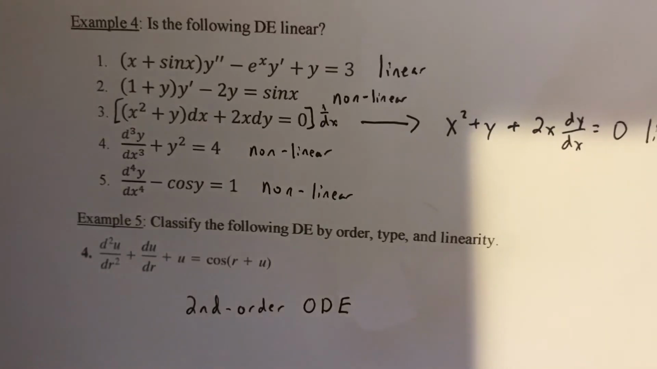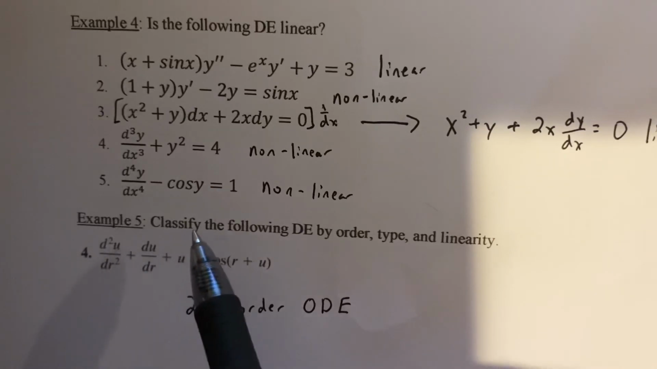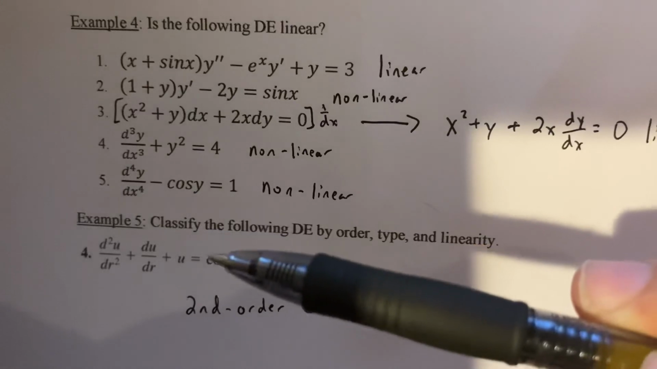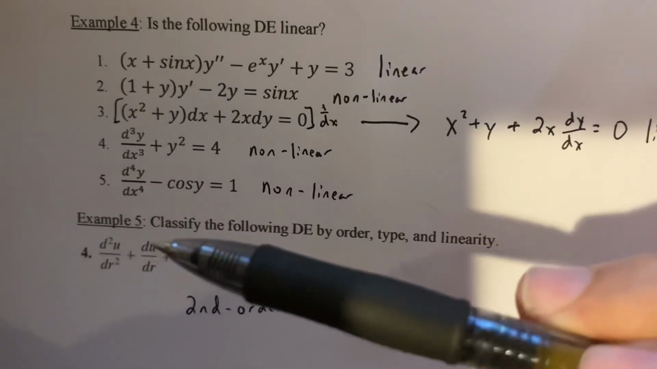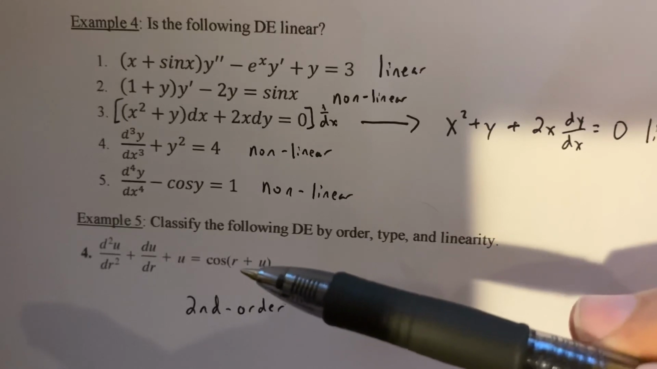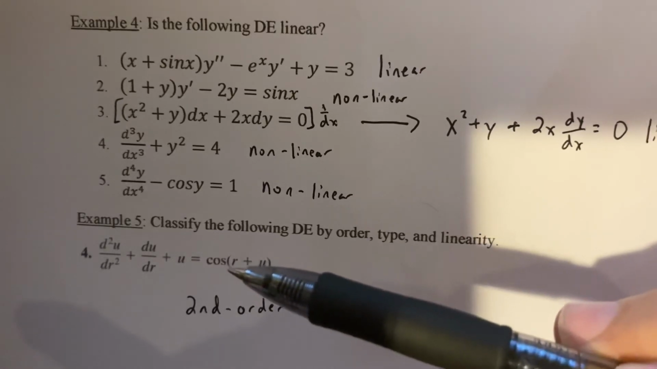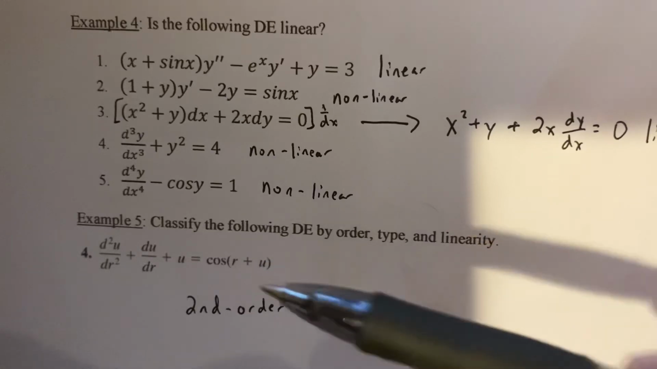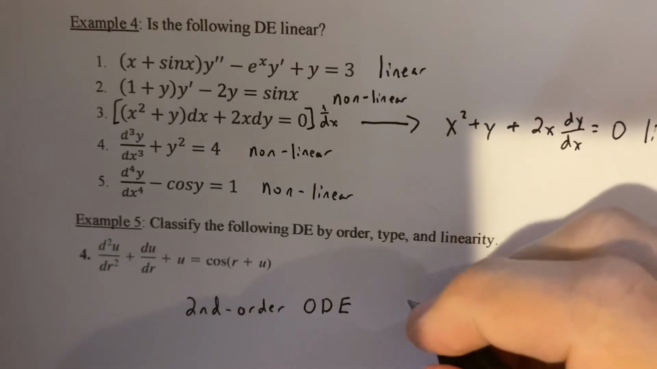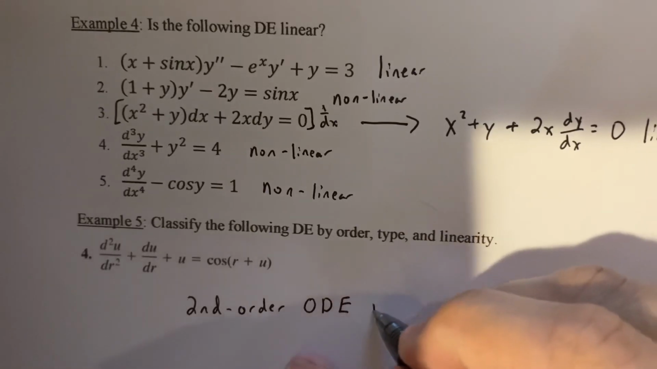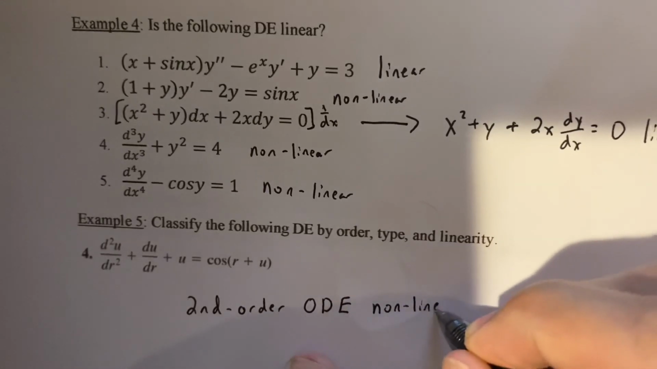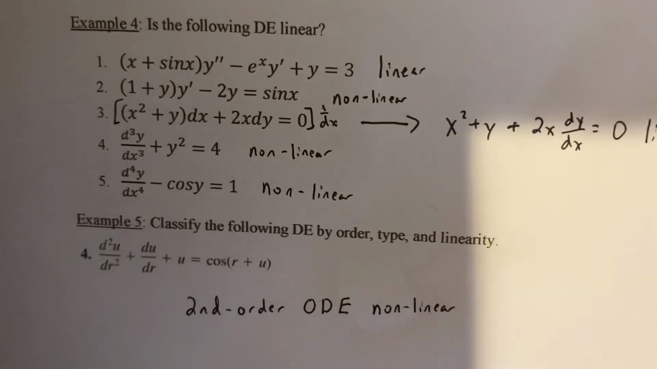And linearity, well, is this linear or not? The independent variable is r, and u is our dependent variable, so this left side checks off. Everything looks good because we have u to the first power and all of our derivatives to the first power. But then we have cosine of r plus u. Because u is inside of cosine and u is the dependent variable, that's not linear, so it's non-linear. And so, for our example, second order ordinary differential equation, non-linear.